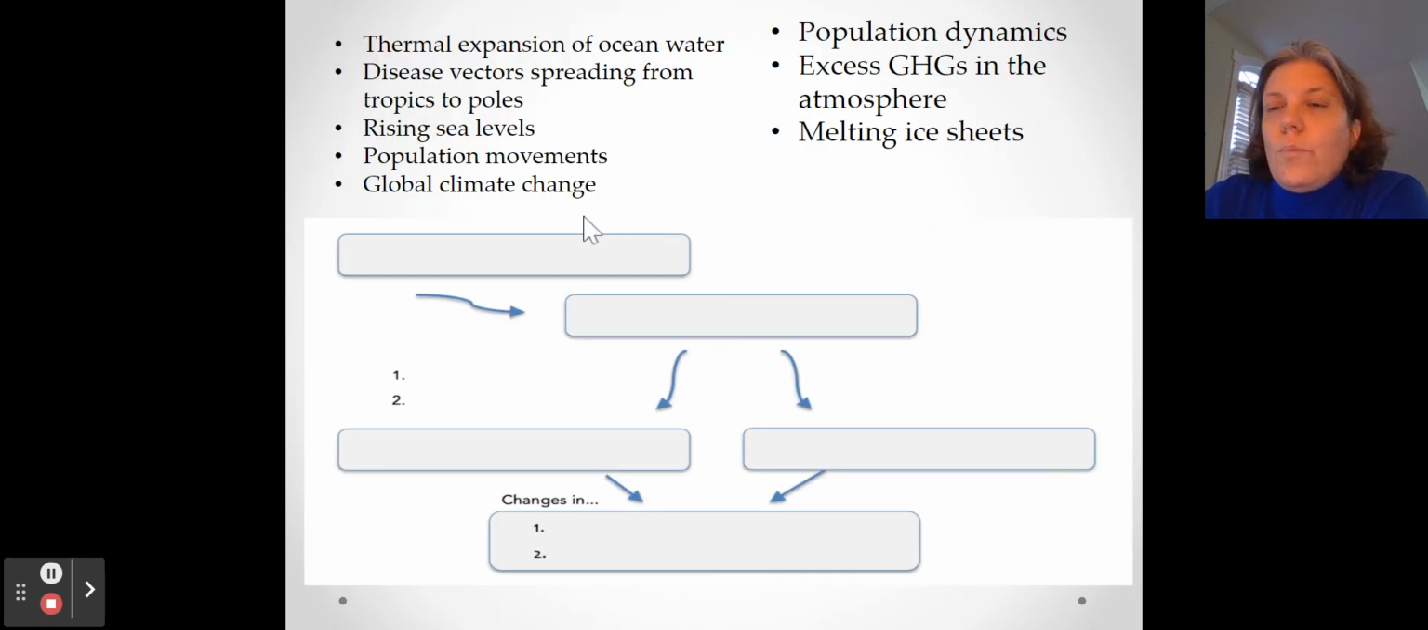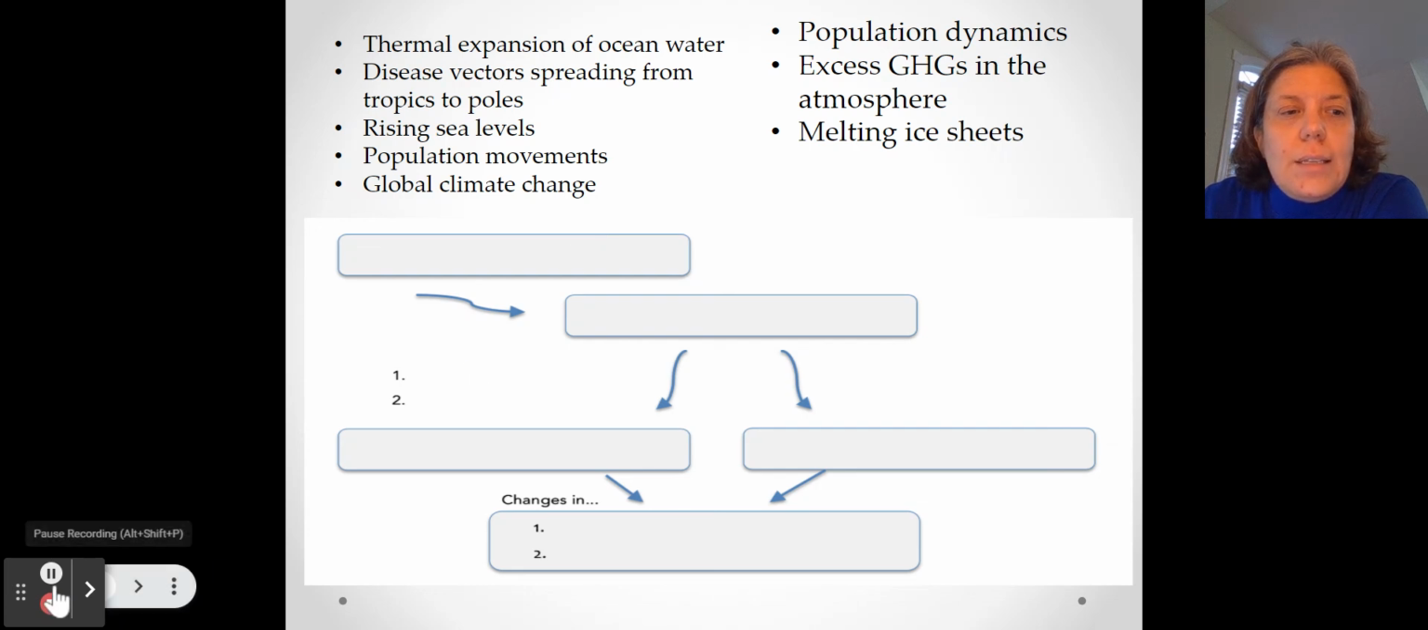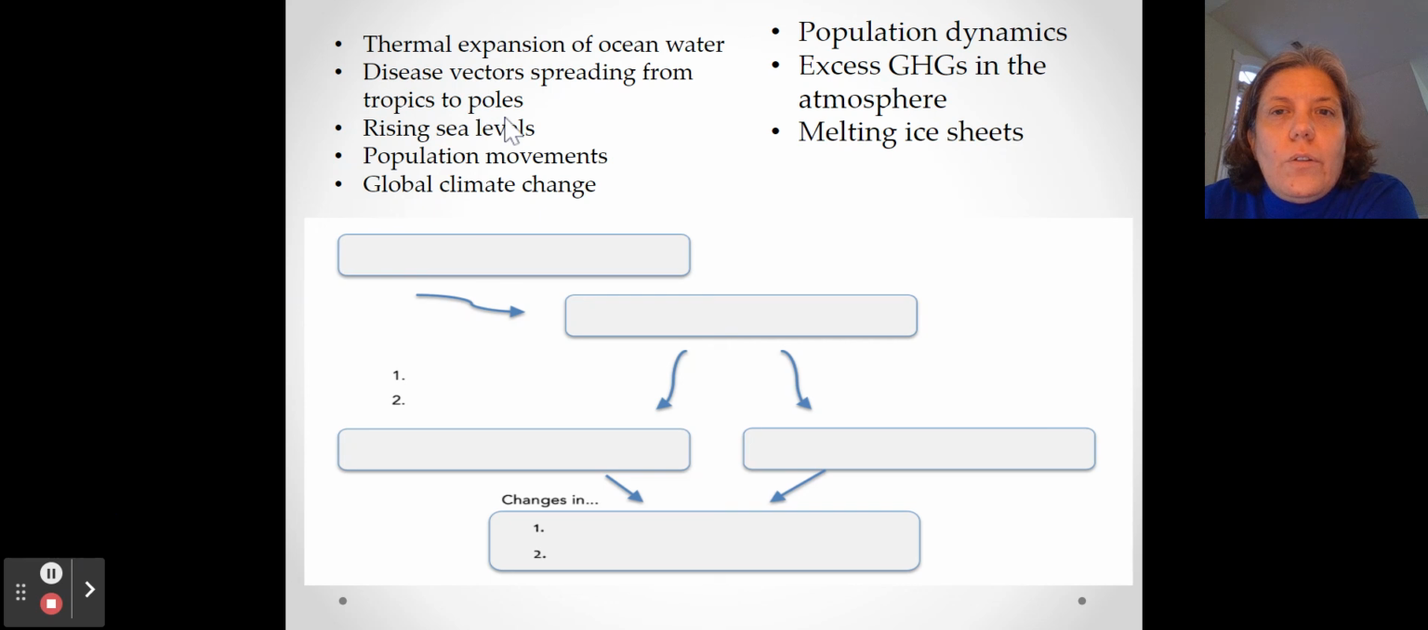So what happens when greenhouse gases increase? Can you pause the video and figure out where you could put all of these phrases at the top? Thermal expansion of ocean water, disease vectors spreading from tropics to poles, rising sea levels, population movement, global climate change, population dynamics, excess greenhouse gases in the atmosphere, and melting ice sheets. So pause the video, take a minute here, and see if you can figure out a flow chart that would explain all of these terms by writing them in your packet.